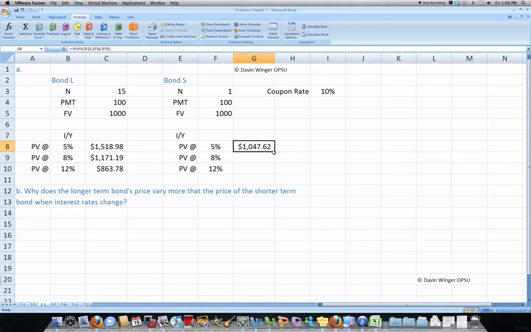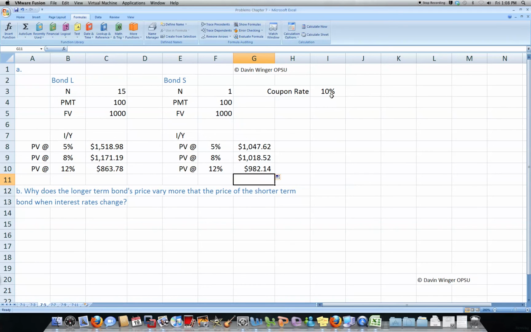So now we can just copy it down, and we find that our present value for the shorter year bond is 1,047.62, 1,018 at 8%, and $982 at 12%. Okay, now let's look at these for a little while. Does the longer term bond's price vary more than the shorter term bond when the interest rate changes? Okay, let's look at these bonds.